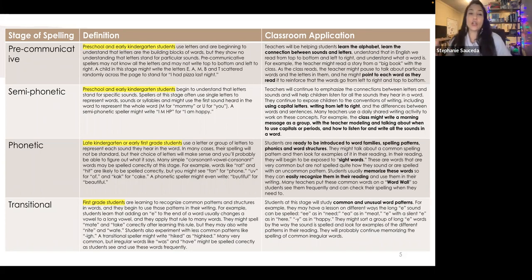Later kindergarten and early first grade students use letters or groups of letters to represent each sound they hear in a word. In many cases their spelling will not be standard, but you can tell it's phonetic spelling. It's like they're almost there because they're sounding out the word. That's exactly where my first grader is right now. She's at the phonetic level, and I'm trying to push her because she has an inner competition with herself and her sister, and she's unable to compete at this point because she's at this level.